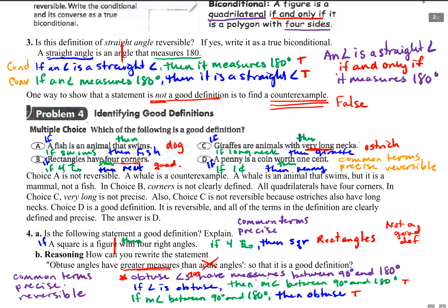Sorry about that. 1, it has to use common terms, things that are easily understood. 2, it must be precise. Okay, make sure you're not saying "sort of" on these things, or "almost." That is not precise. And 3, it can be written as a true biconditional. It is reversible. You use your conditional and its converse, and they both must be true. So make sure a good definition has all 3 of those pieces.